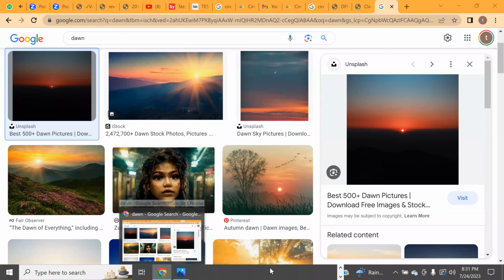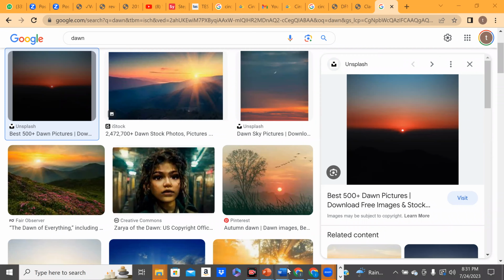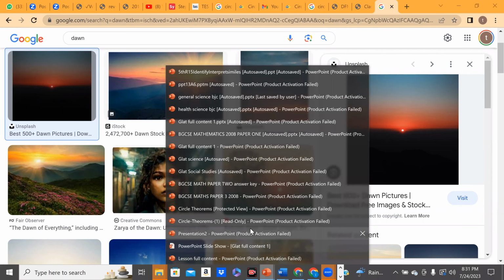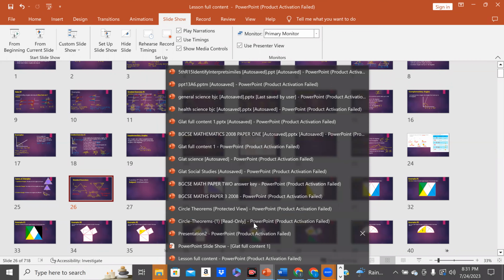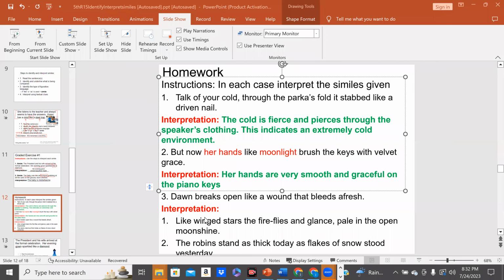Okay. So let's go back to our thingy. So what they're basically doing is comparing the color. All right. So the interpretation is that the sky was bright red at dawn. All right. So we're looking at the color of it.